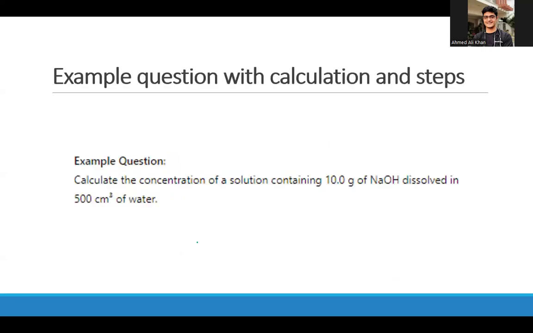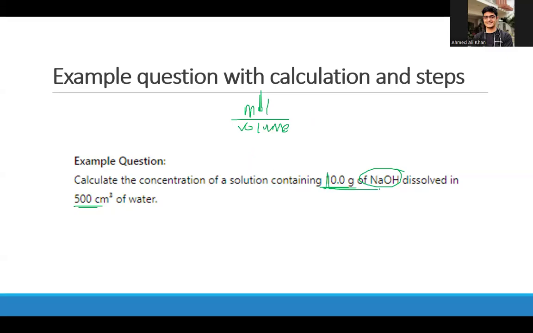Okay, so let's look at an example. Calculate the concentration of a solution containing 10 grams of sodium hydroxide dissolved in 500 centimeter cube of water, right? Okay, so Aslan, what was the formula to calculate the concentration? Moles of the solute divided by the volume of the solvent, right? Not the mass, the moles. Okay, if you want to get the concentration in moles per decimeter cube, you'll convert the masses into moles first, and then you'll divide it by the volume.